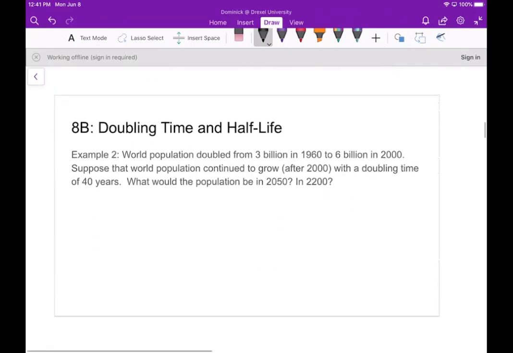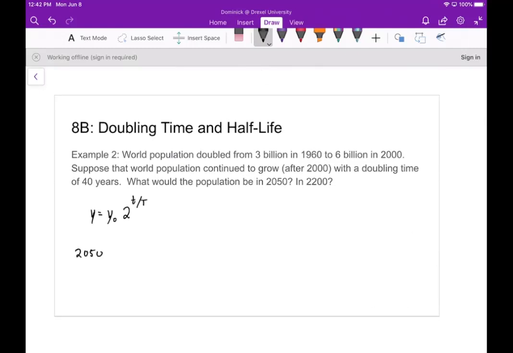Okay, in the next example, we have that world population doubled from 3 billion in 1960 to 6 billion in 2000. We'll suppose that world population continued to grow after 2000 with a doubling time of 40 years. So what would the population be in 2050 and then in 2200? Again, we're using the formula y equals, and I'll call the initial value y0 just to make it a little easier, multiplied by 2 to the t over capital T.